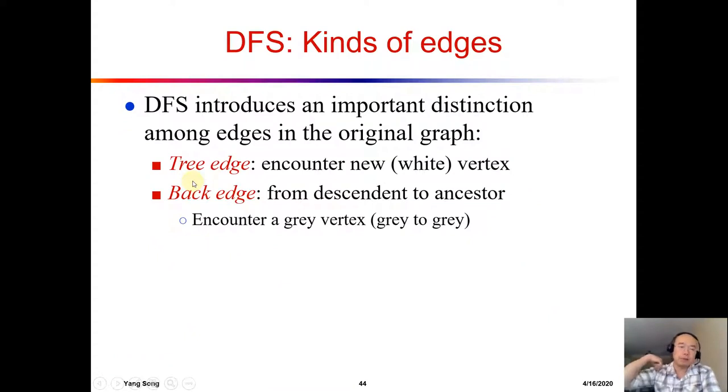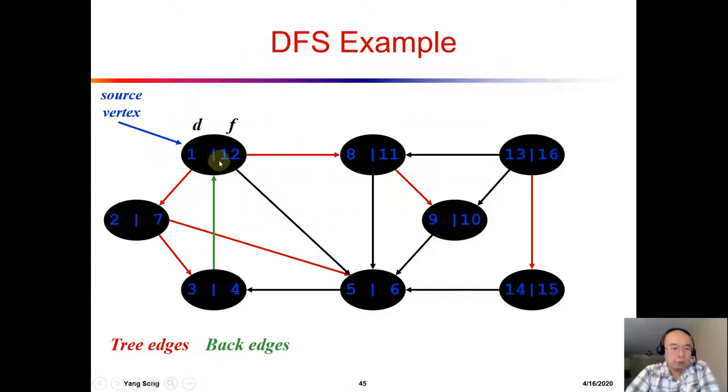So the next part is black edges. Black edges are from descendants to the ancestor. However, they are not part of the tree edges. So for example, like this one. This is from a descendant to the ancestor, which is the tree root. However, it is not part of the tree edges we are going to keep, right?